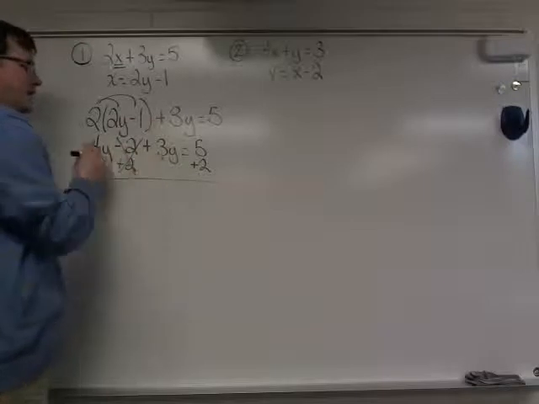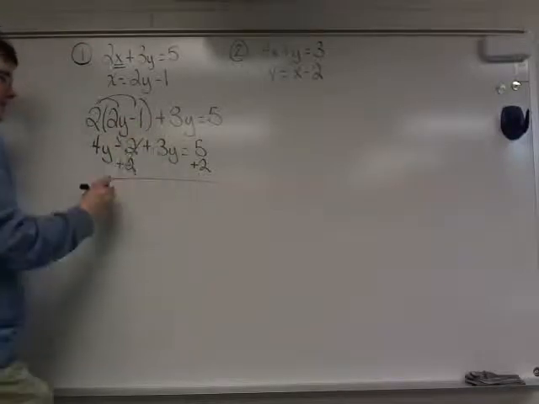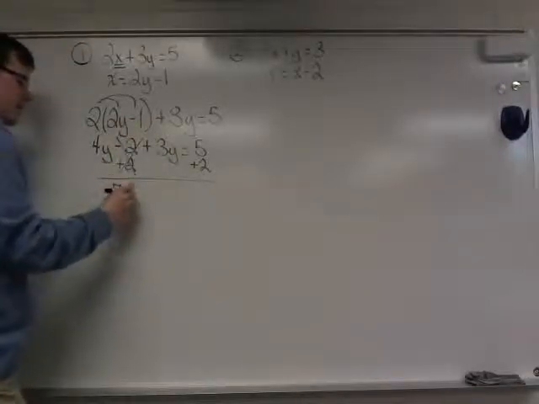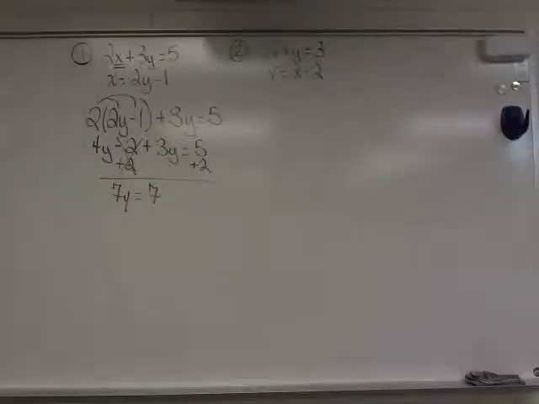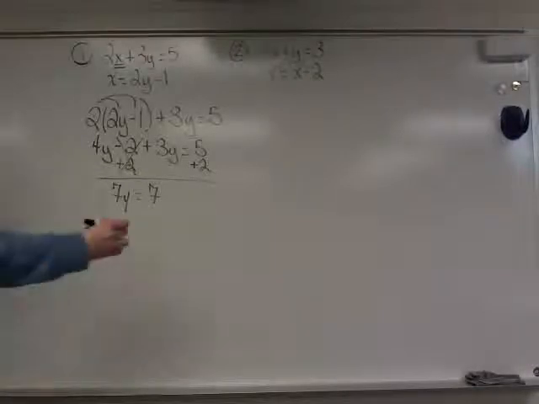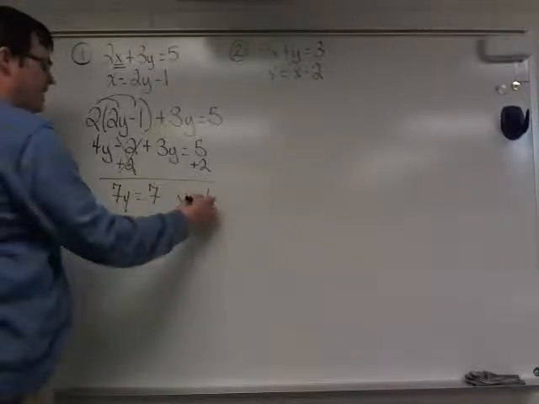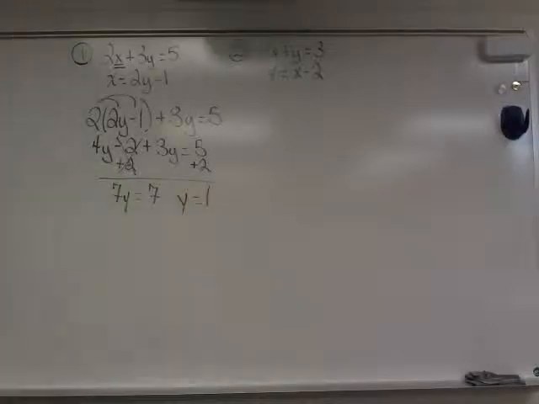Now over here on this left side, I've got 4y plus 3 more y's. That's going to give me 7y's, and it's going to equal 5 plus 2, which is 7. So if 7y is 7, that means y has to equal 1, because 7 times 1 is 7. And now you solved half of the system of equations.